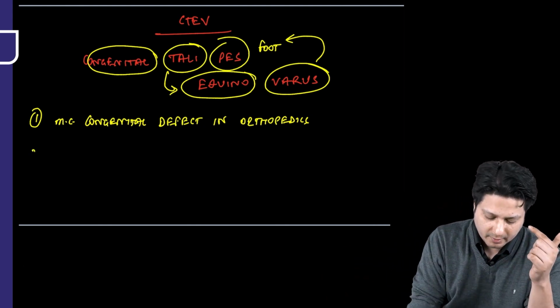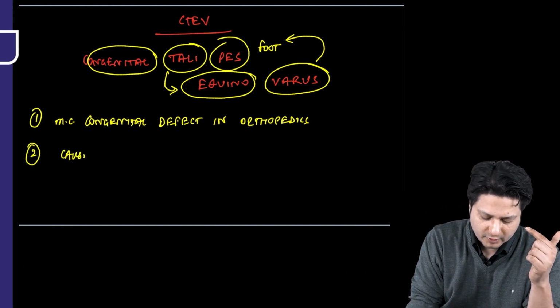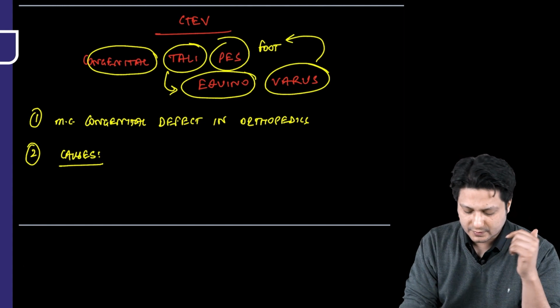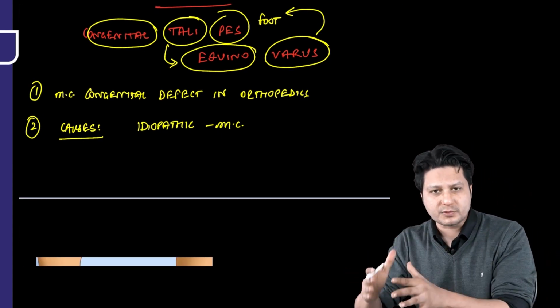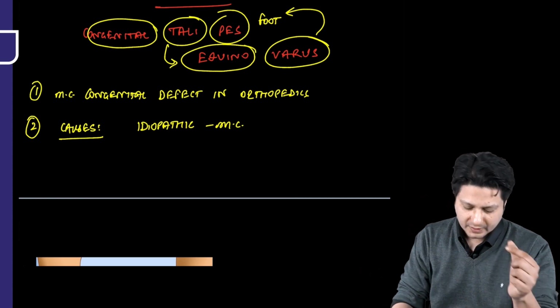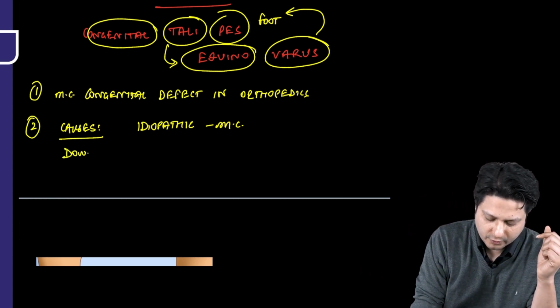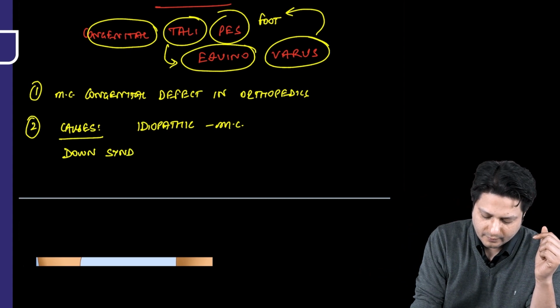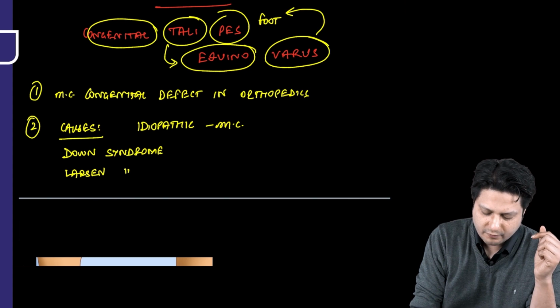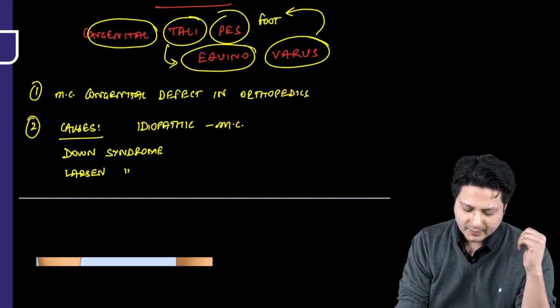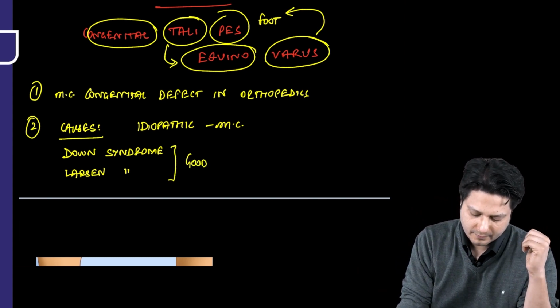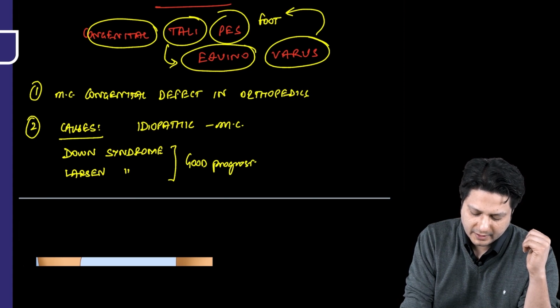Point number two, what are considered to be the causes for this CTEV deformity? As far as causes are concerned, idiopathic is considered the most common cause. Now there are certain other syndromes with which CTEV could be associated, like Down syndrome as well as Larsen syndrome. When CTEV is associated with syndromes like Down and Larsen, it has a relatively good prognosis. That means the treatment of this CTEV is easier.